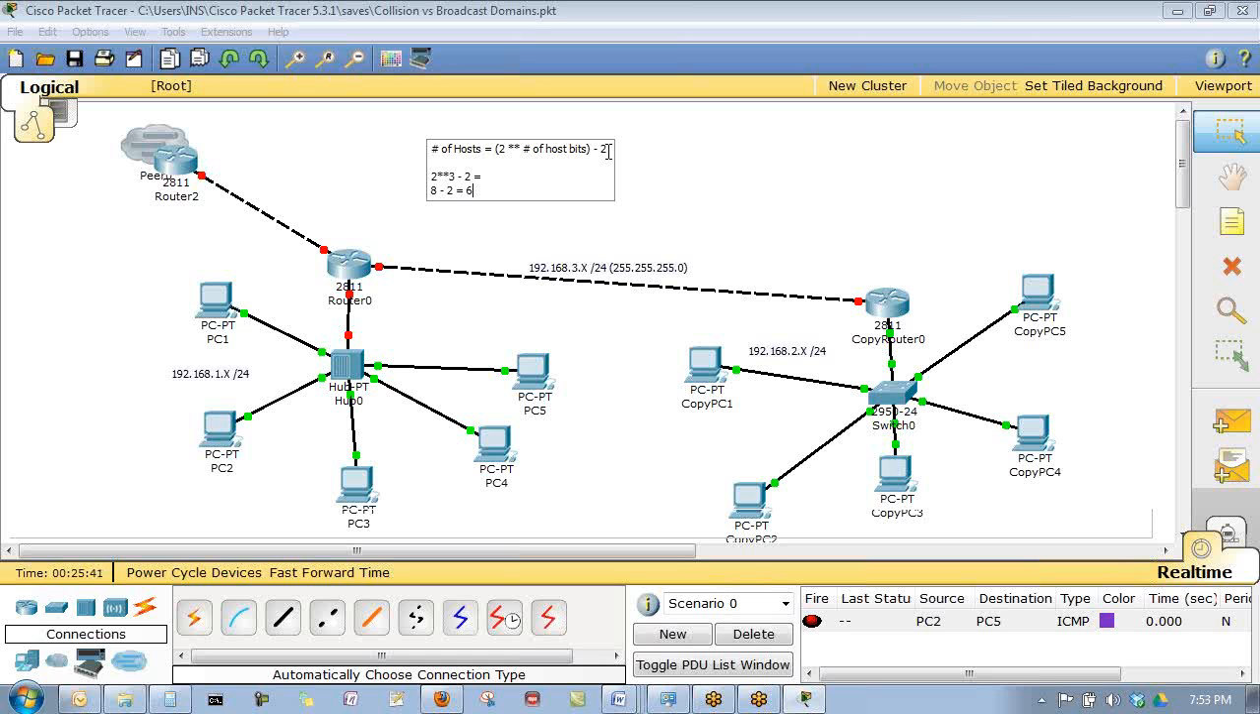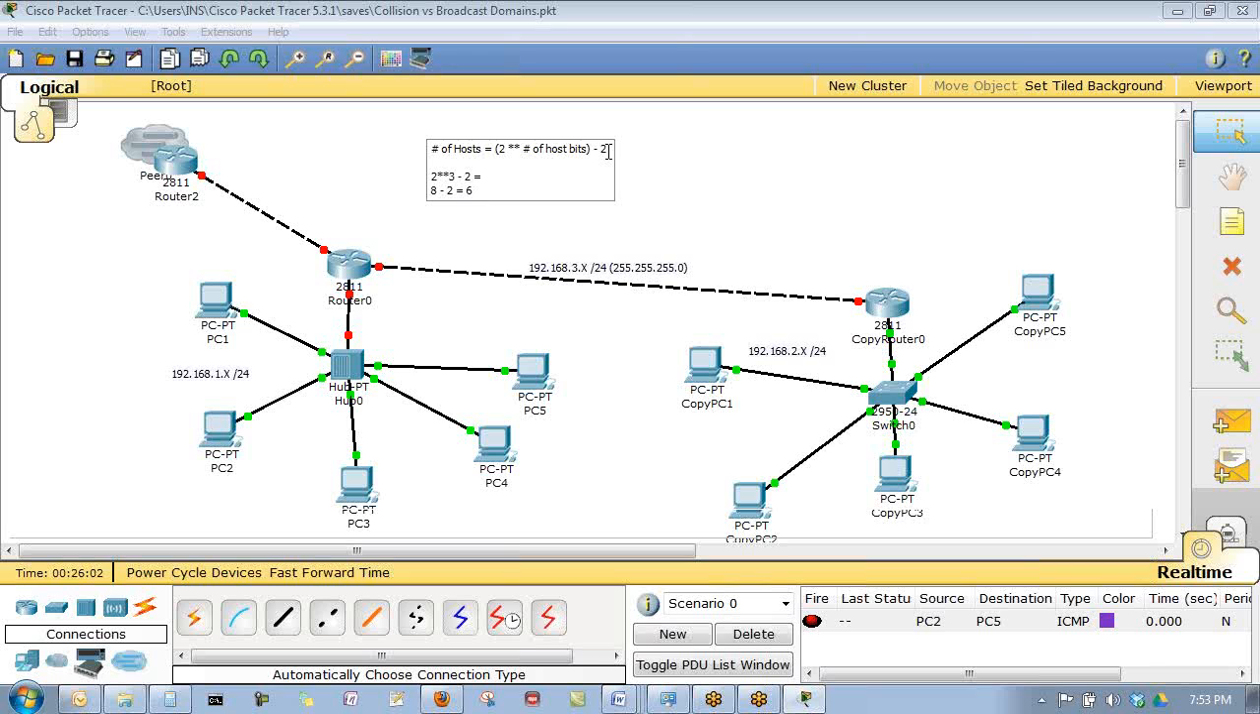That still wouldn't be enough. 4 host bits, 2 to the 4 would be 16, minus 2 would give us 14. That's not enough. So 2 to the 5, which you had said earlier, Darren. 2 to the 5 gives me what?